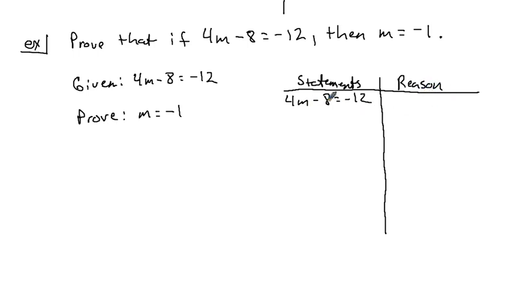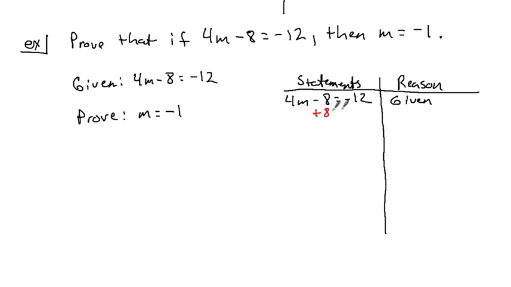So 4m minus 8 equals negative 12. Well, the reason I know that that's true, the reason that I can say that confidently, is because it was given to me. Right? I didn't do anything to find that. Somebody gave that to me. And so that's given. Your first step in any proof is always the given information.